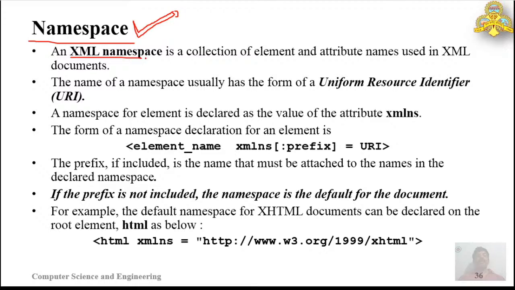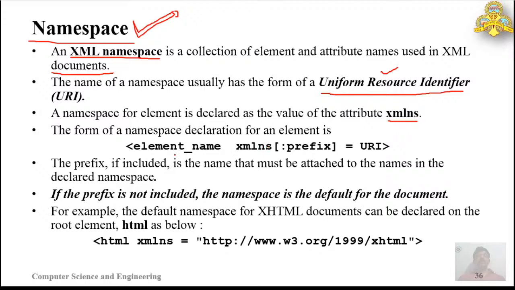Here, an XML namespace is a collection of elements and attributes used in documents. If there are many namespaces, then we can include them in our files also. The namespace is usually in the form of a uniform resource identifier, not URL, it is URI. Not uniform resource locator, it is uniform resource identifier. That means I am specifying the resource in a globally unique way. And the namespace is provided to the attribute xmlns, that is XML namespace information.